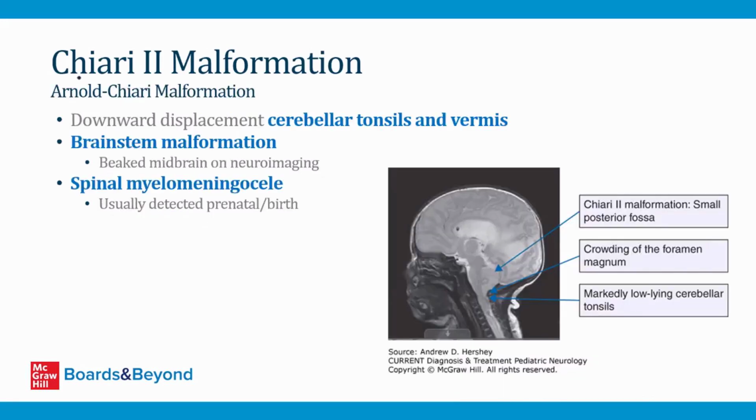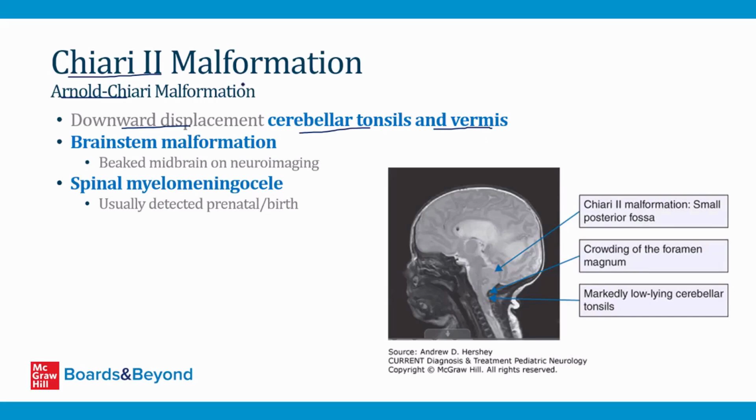Okay, moving on next, let's talk about a Chiari-2 malformation, also sometimes called an Arnold-Chiari malformation. This also involves downward displacement of the cerebellar tonsils, but in addition to the tonsils, in a Chiari-2 malformation, you have downward displacement of the vermis, which is a midline structure in the cerebellum that I talk about a lot in the video on the cerebellum itself.